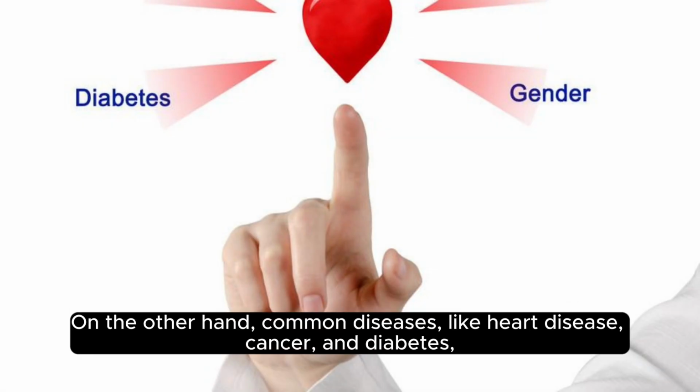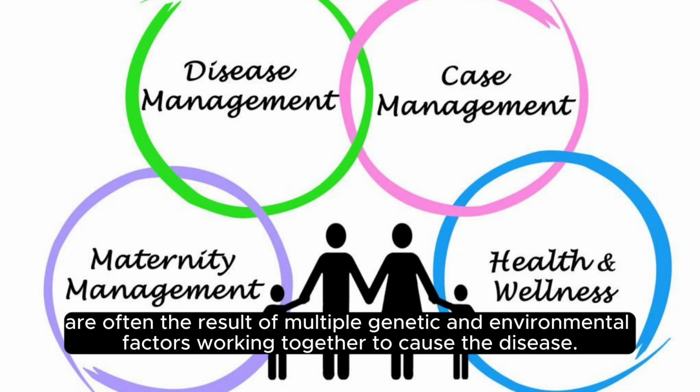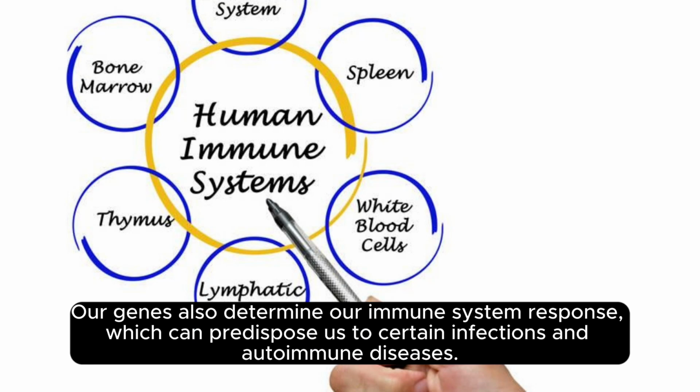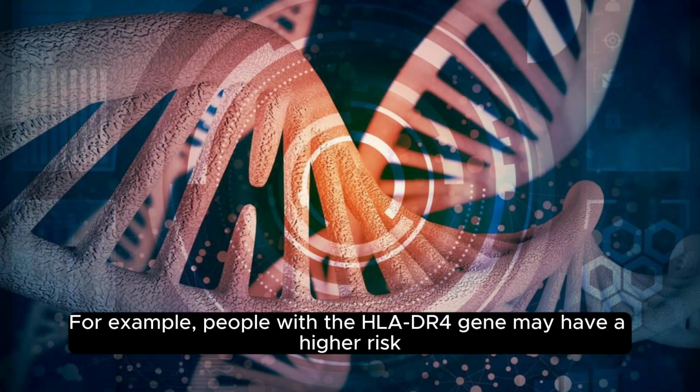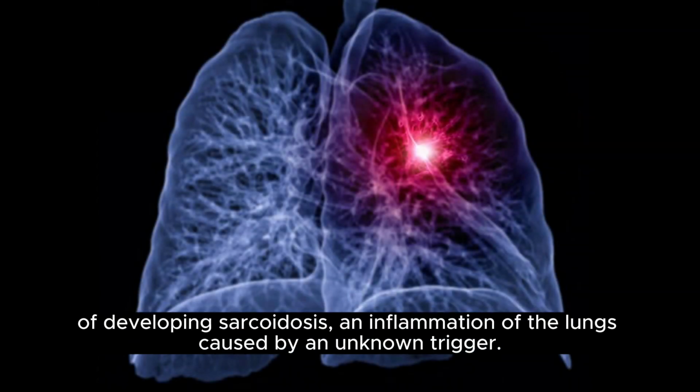On the other hand, common diseases, like heart disease, cancer, and diabetes, are often the result of multiple genetic and environmental factors working together to cause the disease. Our genes also determine our immune system response, which can predispose us to certain infections and autoimmune diseases. For example, people with the HLA-DR4 gene may have a higher risk of developing sarcoidosis, an inflammation of the lungs caused by an unknown trigger.